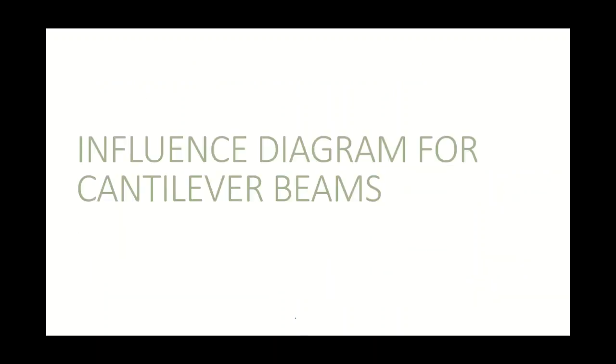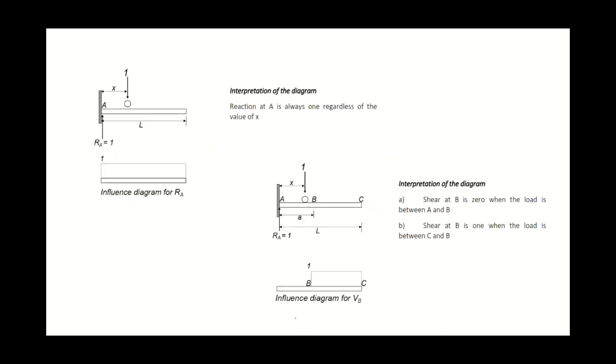Now, let's have influence diagram naman for a cantilever beam. Now, if you will notice here, ang influence diagram sa reaction A is a rectangle or uniform siya at any point na 1 ang value. Bakit? Because diba sa cantilever beam, isa lang ang support. So, the only reaction that will resist vertical movement is your RA. So, this holds true.